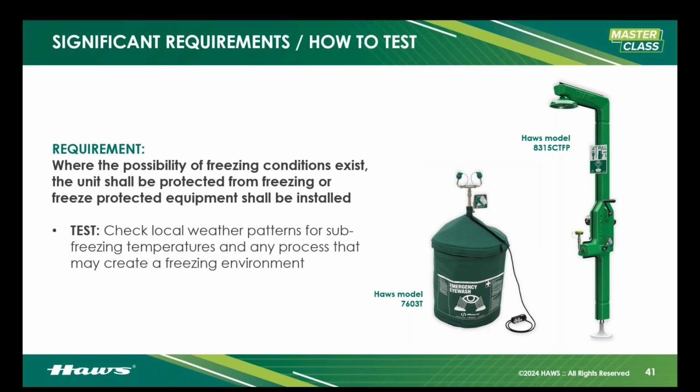Where the possibility of freezing conditions exist, the unit shall be protected from freezing or freeze protected equipment shall be installed. Just like you see here on the right, cable traced, heat traced, freeze protected equipment. If your local weather patterns tell you that you have sub-freezing temperatures in your areas, put your freezing condition equipment in place. Whether it's a portable like you see there on the left or a plumbed like you see on the right, this equipment will prevent it from freezing and ensure it's going to work when the users come up to it.